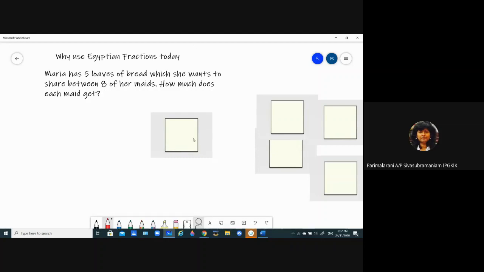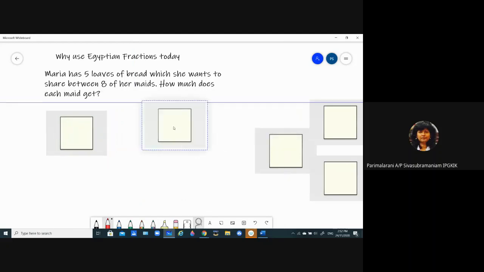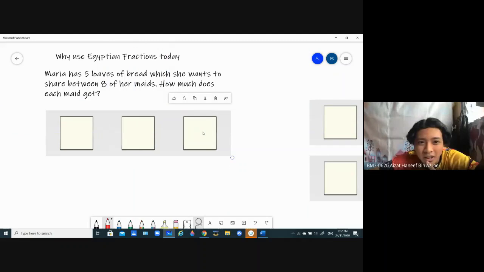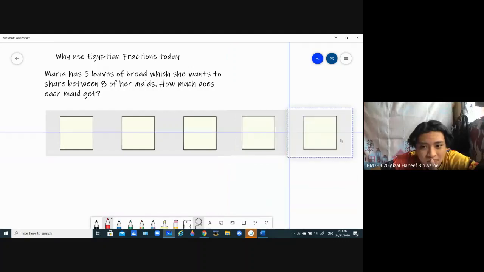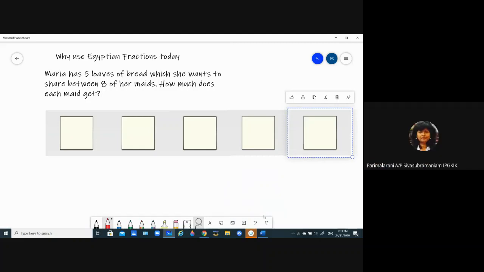So she has 5 loaves of bread. What is your answer actually? You have 5 loaves and you want to share between 8 people. 5/8. Yes, correct. We would straight away say it is 5/8. But practically, to cut each loaf into 8 parts and then count 5 parts and give each person is quite difficult to do. That is why the Egyptians' mathematics is very practical.